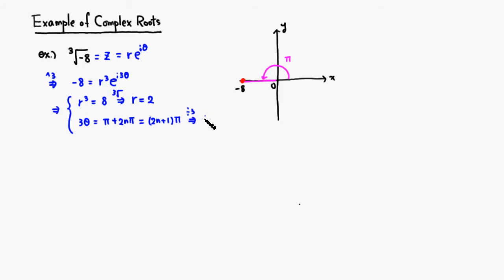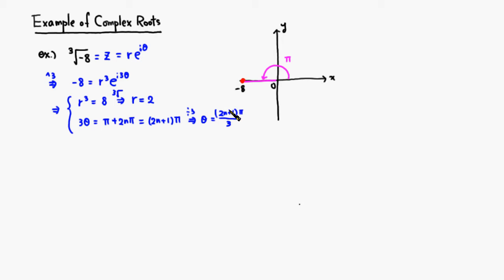Then we can simply divide this by 3. So now we know the angle of z, theta, is going to be 2n plus 1 times pi over 3. N is any natural number, or it could be 0 too. Actually, maybe I should say it's any integer.